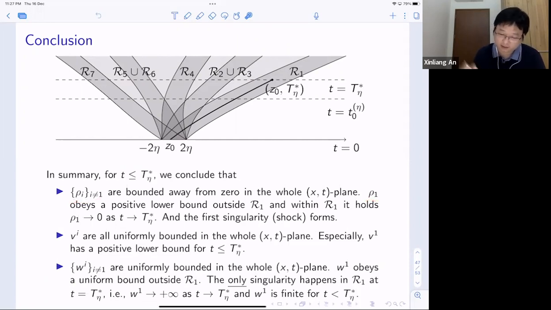And rho_1, the quantity we are particularly interested in, obeys a positive lower bound outside of R1, but within R1, rho_1 will shrink to zero as t goes to the shock formation time. This is the first singular moment, where a shock forms, because rho_1 is actually seeing that the shock forms within the C_1 family. Then V_i will be uniformly bounded in the whole region. For W_i, if i is not equal to one, all of W_2 to W_7 will be uniformly bounded in the whole space-time region. W_1 outside R1 will also be uniformly bounded, but within R1, W_1 is the only quantity that blows up, at exactly the same moment as the shock formation. So W_1 goes to infinity as time approaches the shock formation time.